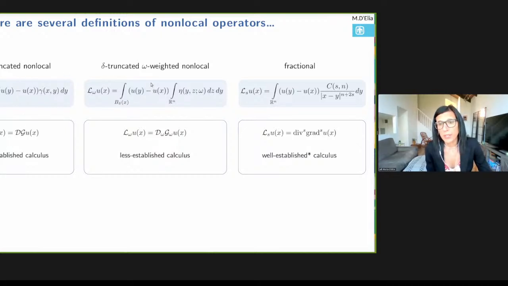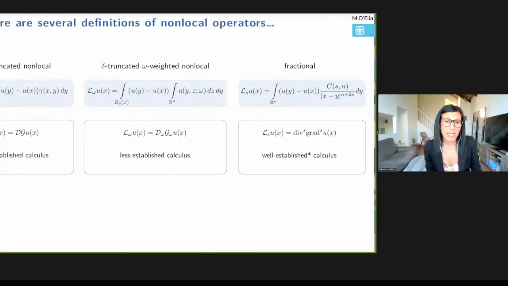And then we have fractional operators. And here I'm reporting just one instance, which is the integral form of the fractional Laplacian. Also in this case, we have a well-established calculus. I have a star here because there are several definitions of fractional operators. They may or may not be equivalent, and still there are some missing spots. However, the fractional calculus has been around probably for as long as the local calculus. So it's definitely a well-established theory.